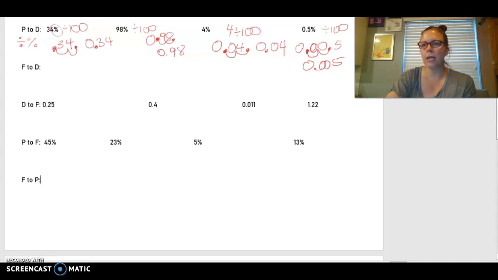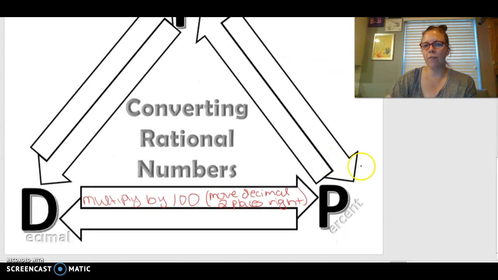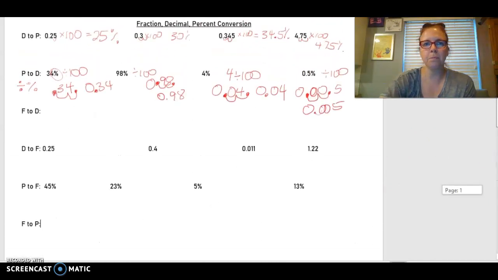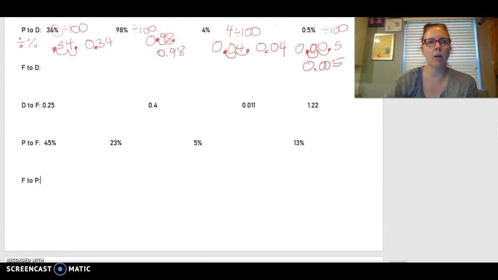Okay. So we're going to come down here. So from percent to decimal, we're going to divide by 100 or move decimal 2 places left. I know my handwriting is hard to read. I'm getting used to this new pen and pad I have. Okay, so pause that if you need to. Then we come back up here. I'm going to erase a little bit of this so I have room.